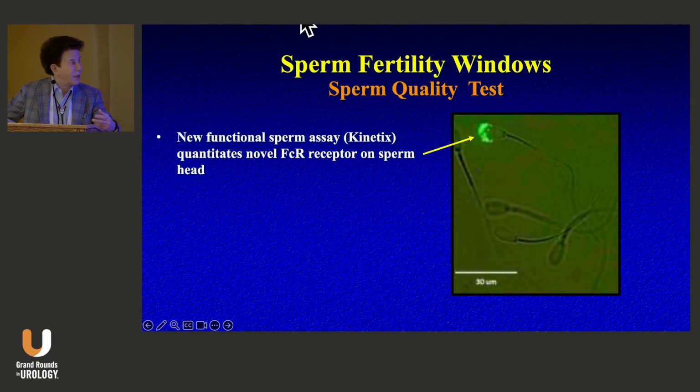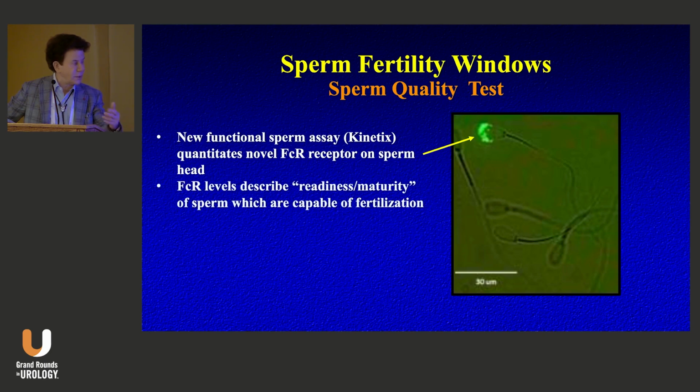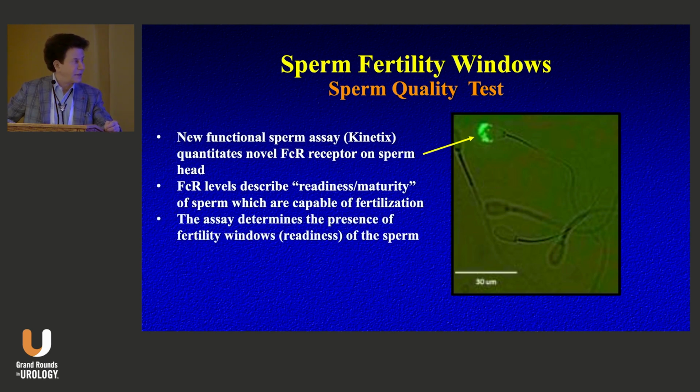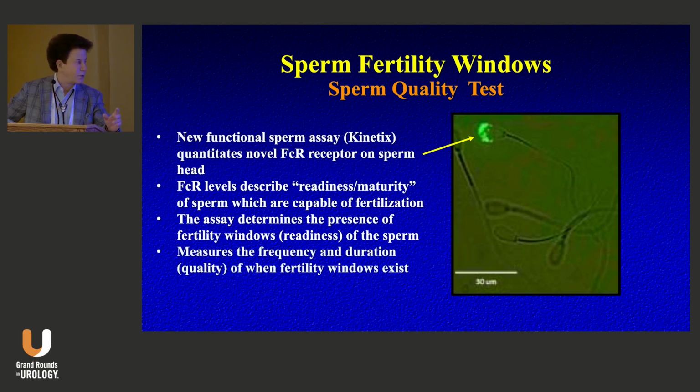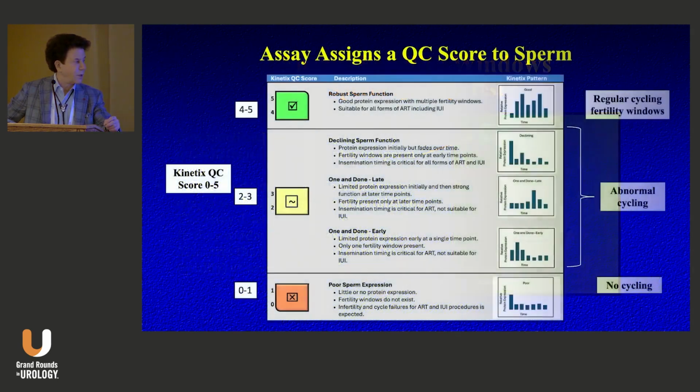So it's a new functional assay called Kinetex that quantitates this novel receptor, FCR, on the sperm head. And this is actually an immunological receptor, and I'm not quite sure of the biologic plausibility of what they're doing, but it does work. The FCR levels describe the readiness or the maturity of the sperm capable of fertilization, and the assay determines the presence of fertility windows or sequential times when these subpopulations of sperm should be used. So it measures the frequency and duration of these fertility windows.